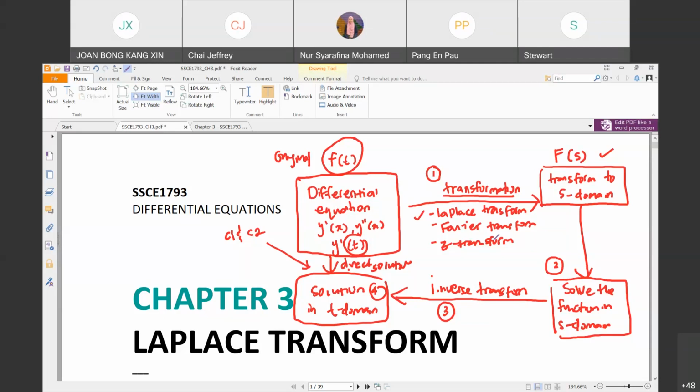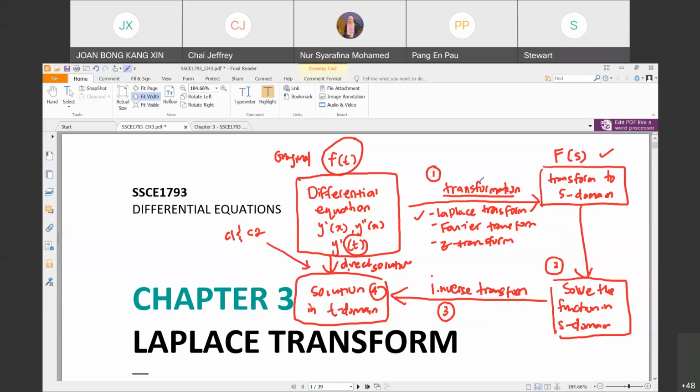Understand or not? Okay, so this is the whole story of what we're going to learn. We want to solve the differential equation in terms of S domain. After we transform, we get the solution, then inverse transform again to find the solution in our original domain. So what we are going to learn is how to transform, how to inverse transform, and what the conditions of the transformation are. So this chapter is going to focus on that.